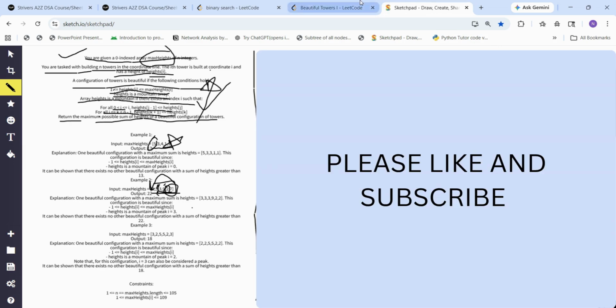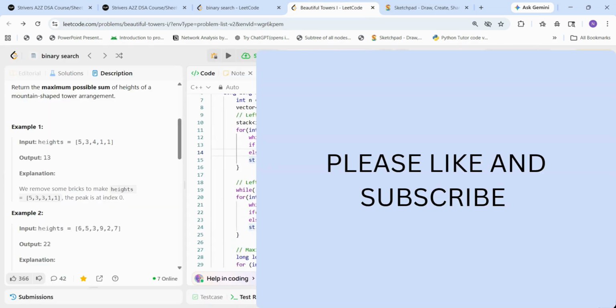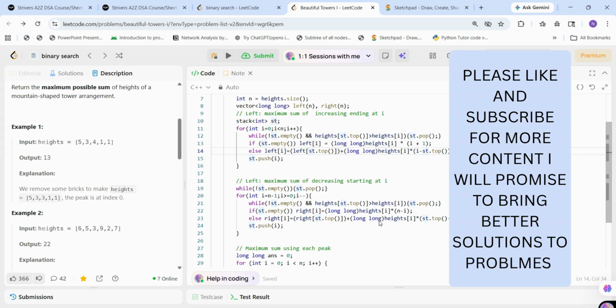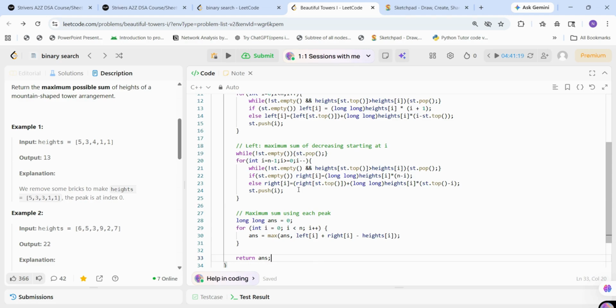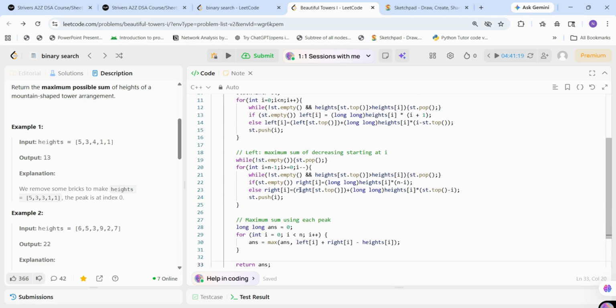If I try to see this problem, Beautiful Array 1, what I was trying to decode here was that if someone on the top has a value greater, decreasing. So if heights of I is in fact greater than someone on the top, that would basically be pushing it. But heights of I is greater now.